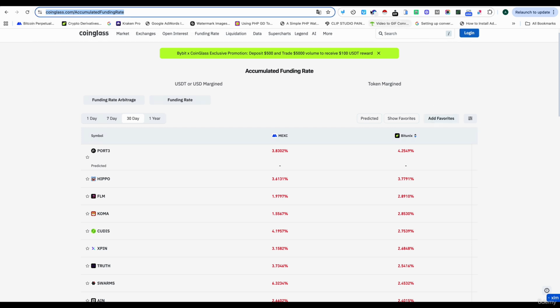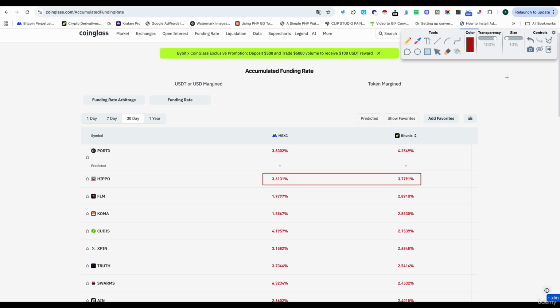First, take a look at the coin called Hippo. On Bitunix, the accumulated funding rate over 30 days is quite high, about 3.7%. At first glance, that looks good. But when we compare it with MEXC, we can see that the funding rate there is almost the same. This means that if I short on Bitunix and long on MEXC, the funding rate simply cancels out. So even after 30 days, I would earn nothing from this pair. This example shows why we must always check both exchanges.